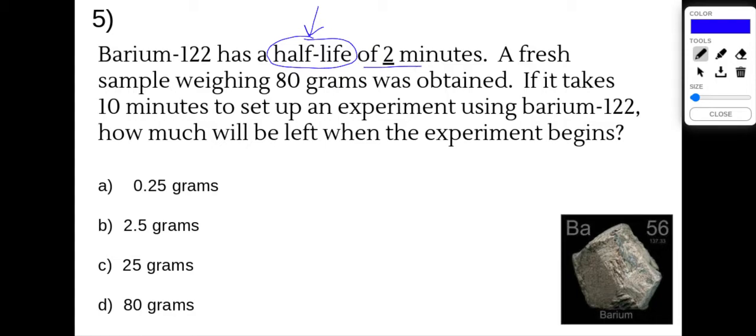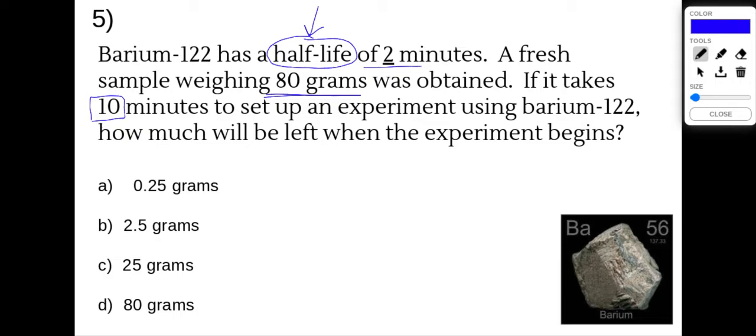A fresh sample weighing 80 grams. There's our starting amount. We have an 80-gram sample of barium. If it takes 10 minutes to set up an experiment using this barium, how much will be left when the experiment begins? So as soon as you take it out of its package, every 2 minutes it's disintegrating, half of what it was before. So if you got this 80-gram sample and it takes you 10 minutes to set up your experiment, what are you going to have left when it begins?